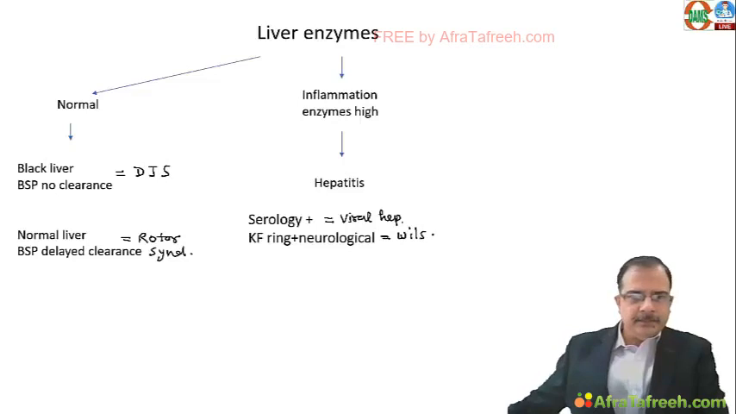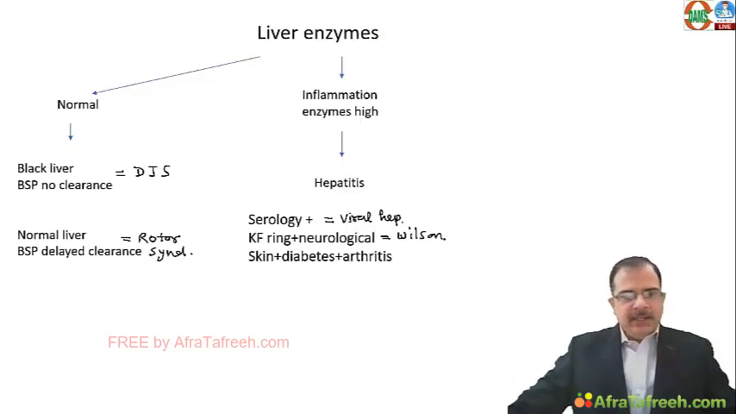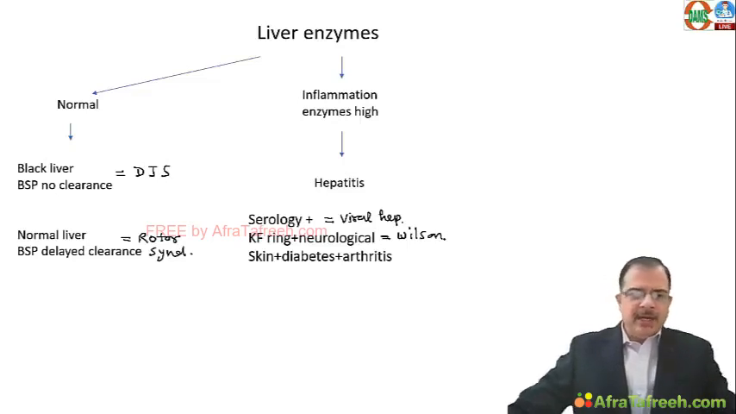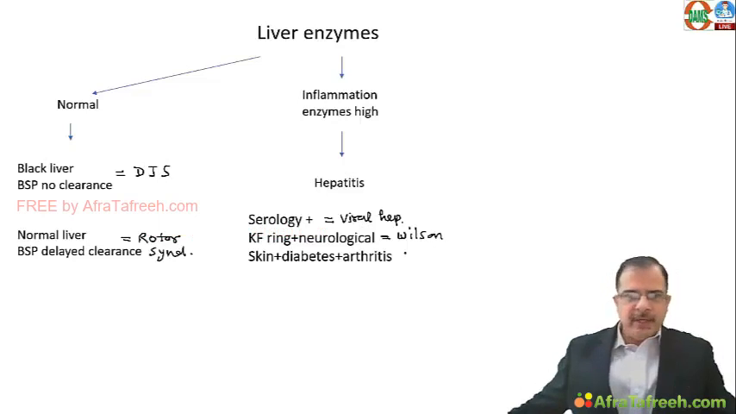Wilson disease. While if keywords like skin pigmentation is given to you, diabetes is given to you, and arthritis is given to you. So skin, diabetes, and arthritis. So it will be a case of hemochromatosis.